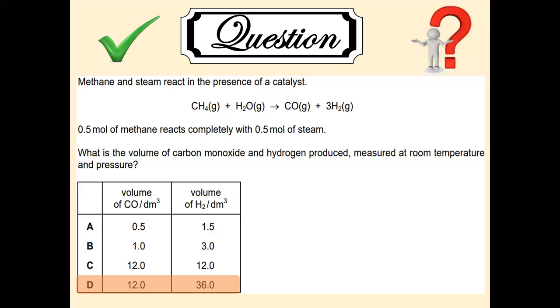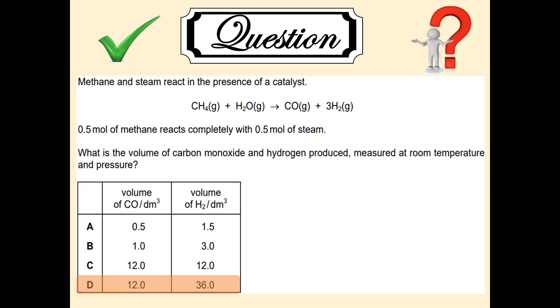So the methane reacts with the steam or water and produces carbon monoxide and hydrogen gas. Now in this reaction, let's suppose 0.5 mole per dm cube of methane reacts completely with 0.5 mole of the steam. So how much volume of carbon monoxide and hydrogen will be produced?